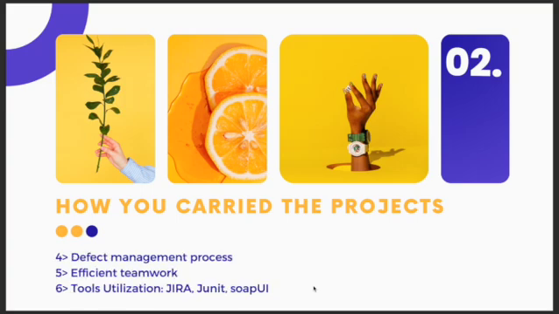And the fourth part is defect management process. And our defect management process was robust, capturing and tracking issues effectively and allowing for priority fixes by our development team. This closed-loop process ensures that we not only fix issues but learn from them to improve subsequent iterations. The fifth part is efficient teamwork.